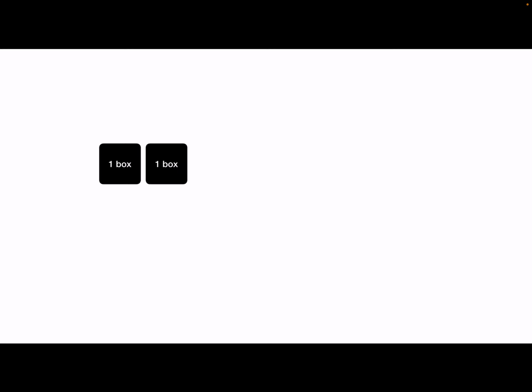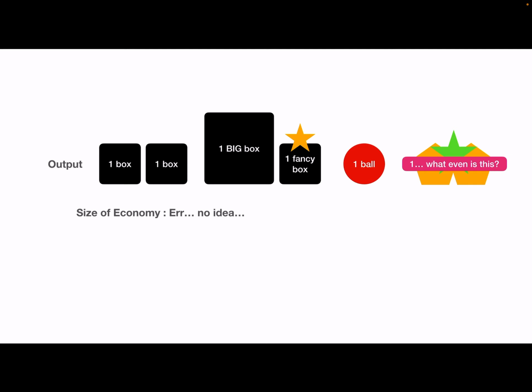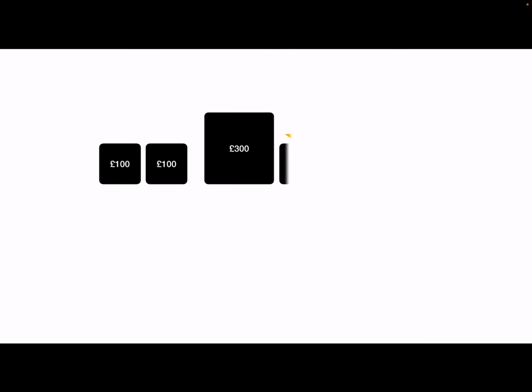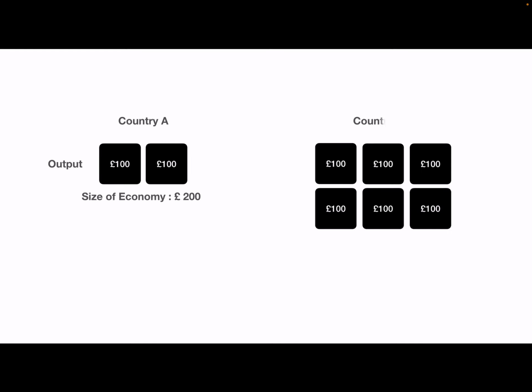But we don't measure the size of an economy using volume of output produced in units. This is because units can be different. Instead, we measure the total value of the output, adding up the price of all units produced. Knowing the size of an economy, measured by the total value of output in one time period, is useful, especially when we want to compare 2 countries.